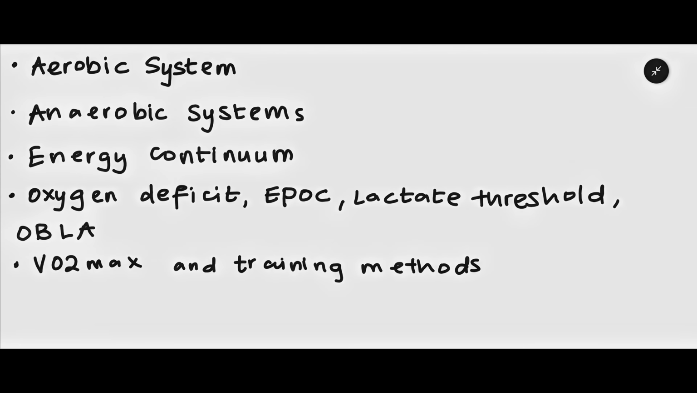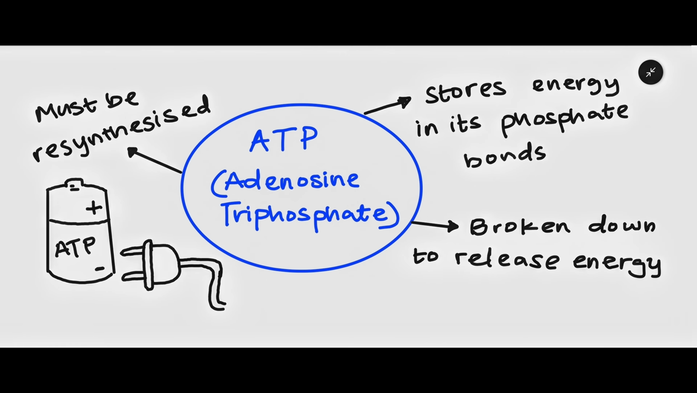Let's start with the foundation of the whole topic. ATP is the only directly usable form of energy in the body. That means no matter what sport you do, whether it's sprinting, swimming, tackling, jumping, or throwing, your muscles are powered by ATP. ATP stands for adenosine triphosphate. It stores energy in its phosphate bonds. When ATP is broken down, energy is released, and that energy is used for muscle contraction. So every single movement you make depends on ATP being available.